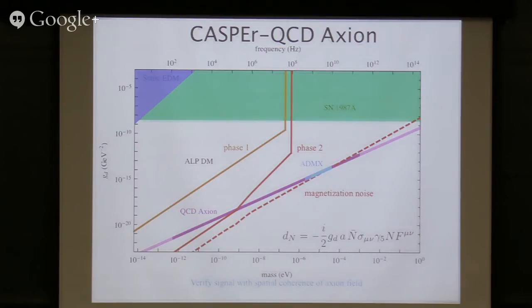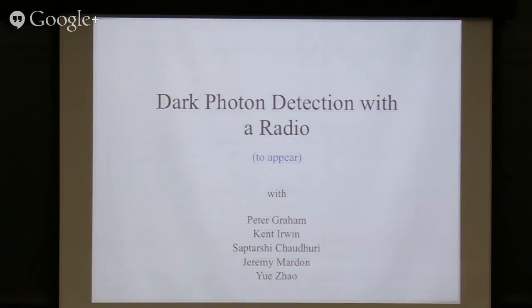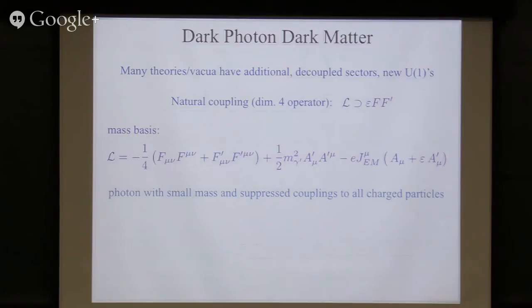So now we're going to move on from axions and talk about something different, dark photons. The idea here is how we detect a dark photon in the radio. Here the lead experimentalist is Kent Irwin at Stanford. Dark photons are easy to get. I'm not going to give you more motivation for this.